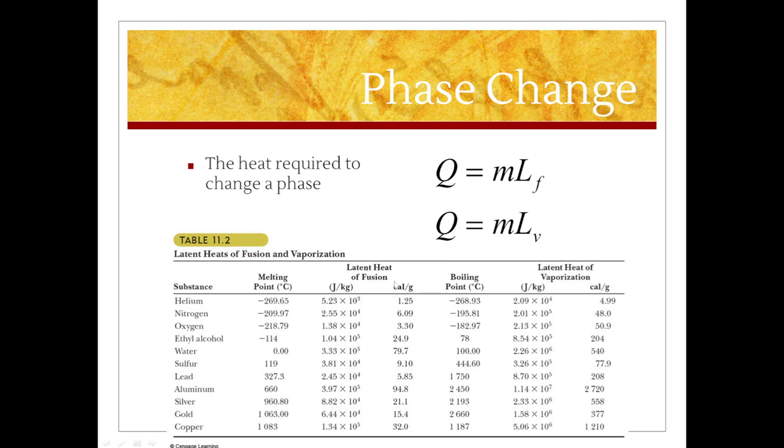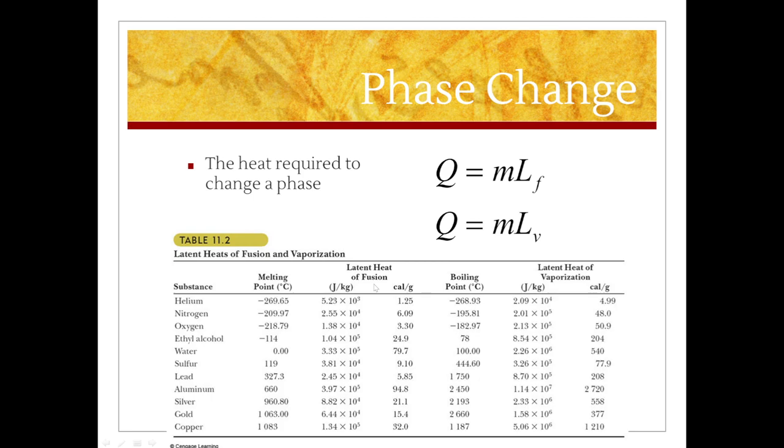This column right here, latent heat of fusion, that's the LF term right here. I'll explain the difference between LF and LV in a minute. Latent heat of fusion specifically refers to how much energy is needed to either melt something or freeze it.